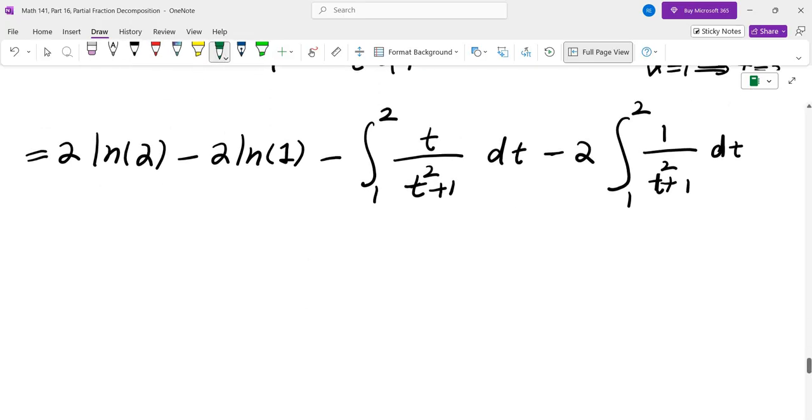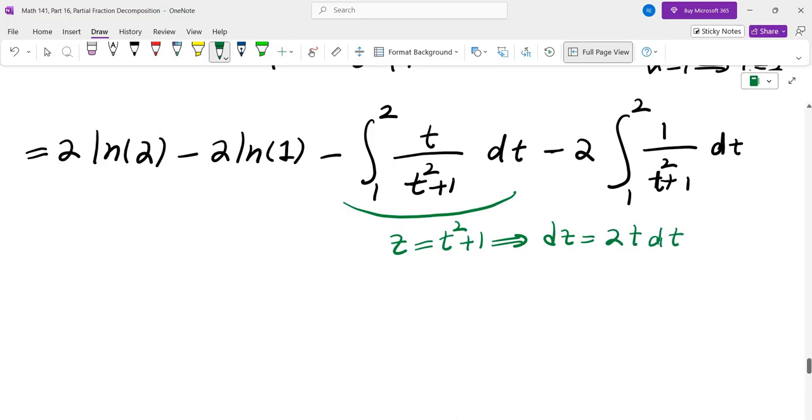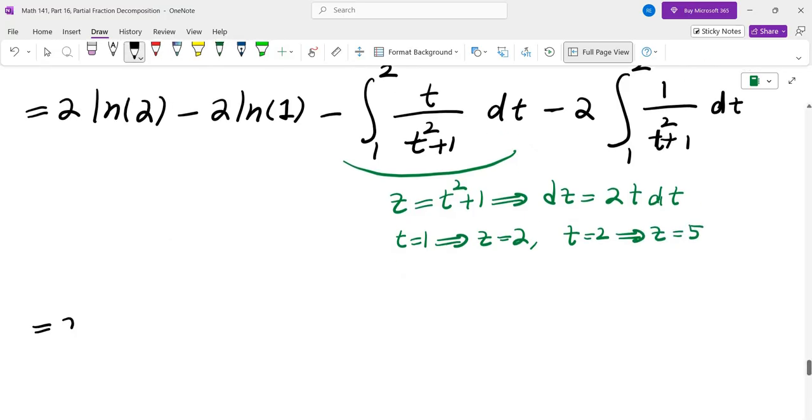Okay, so the middle one can be evaluated by another substitution for t² + 1. So this gives us dz = 2t dt. And the limits are going to be, if t is 1, z is 2. If t is 2, z is 5. So we are going to get 2 ln 2.